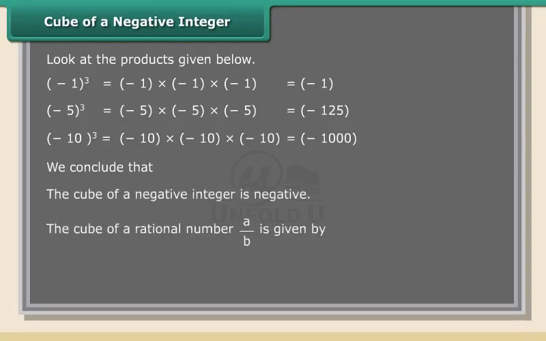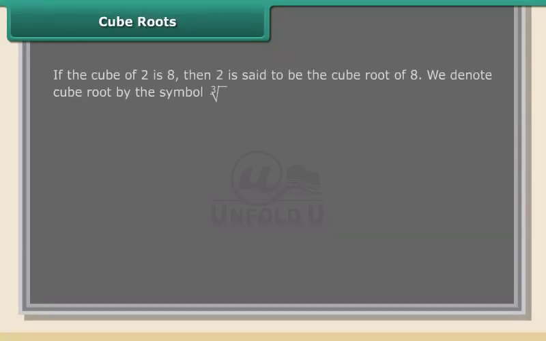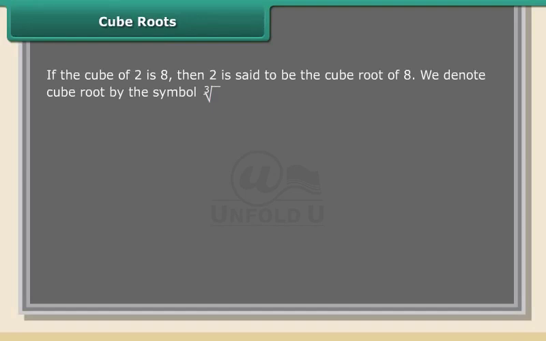The cube of a rational number a upon b is given by a upon b cube is equal to a cube upon b cube. Cube roots. If the cube of 2 is 8, then 2 is said to be the cube root of 8.